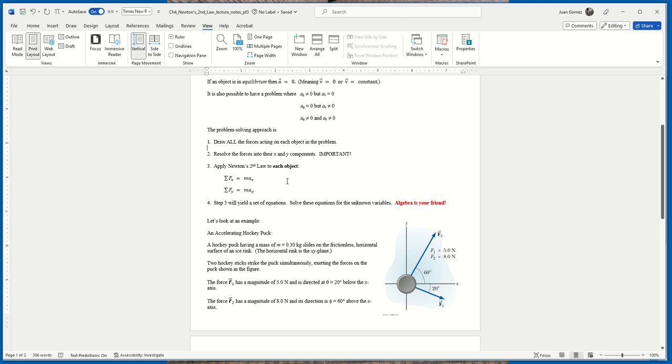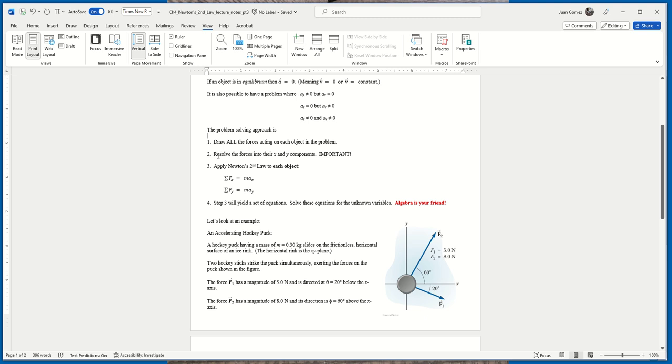Well, again, the approach is always the same. The rubric is the same. Draw all the forces acting on each object in the problem. That's why in the previous lectures we have to know how to draw those four forces. If you can't draw them, you're done. How can you determine their components?